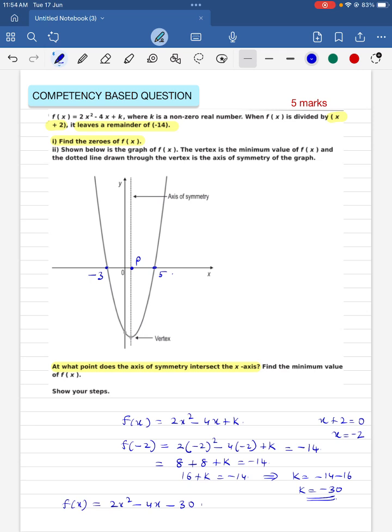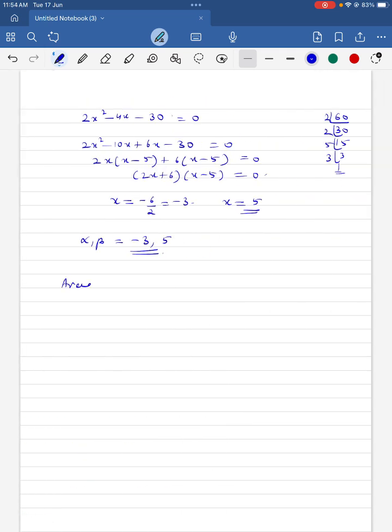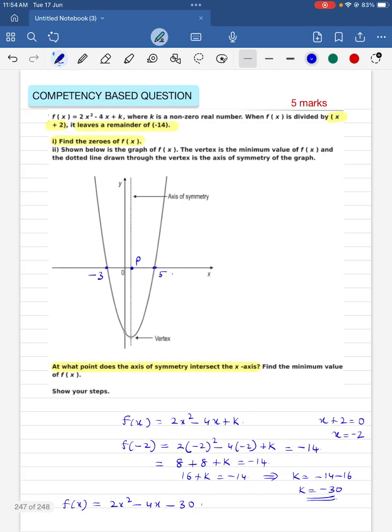And all I have to do is to find the average of minus 3 and 5. So the average of minus 3 and 5 is equal to minus 3 plus 5 divided by 2, which is 2 by 2, or 1. So point P is 1, 0. Now 0 because it's lying on the x-axis, and any point lying on the x-axis has a y-coordinate of 0. So now we found out where it's touching the x-axis. Now we have to find the minimum value of f of x, which means we have to find the coordinates of this vertex.